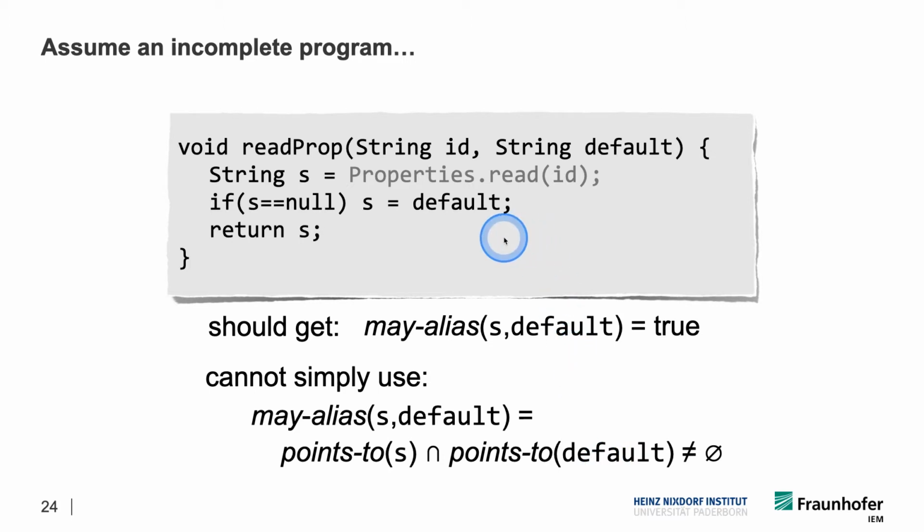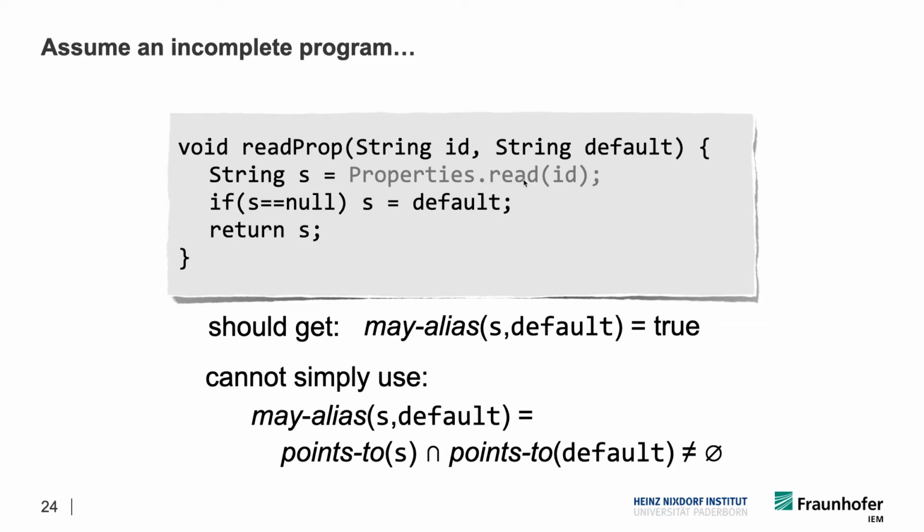Because the points-to set of default, we can probably still distinguish by looking at the different calling contexts in which this readProp method is being called. But S is being assigned the return value of read, and we don't know read, right? At least that's our assumption. In particular, we don't know whether read at all allocates any object. You know, it could be returning null. And if it does allocate an object, we don't know what kind of object it is, what type it has, or, you know, let alone where it has been allocated. And we don't have any allocation site, right?